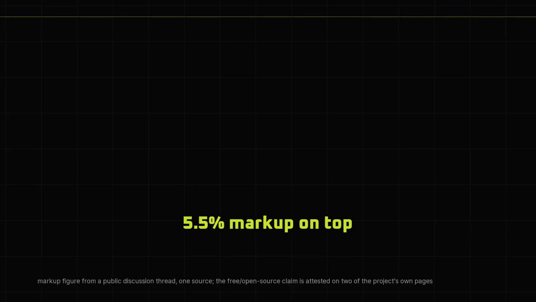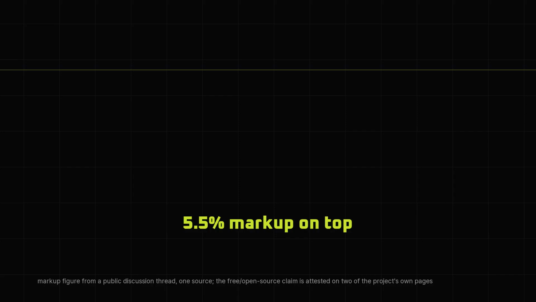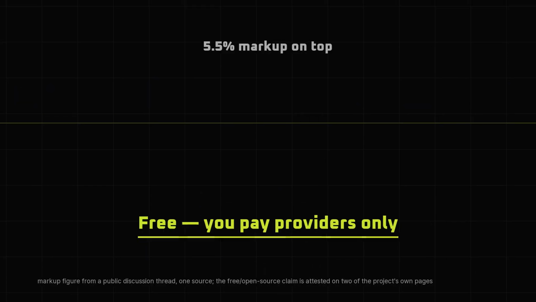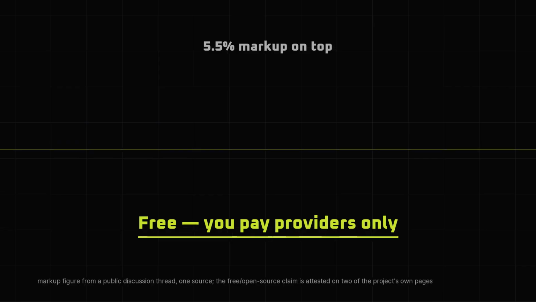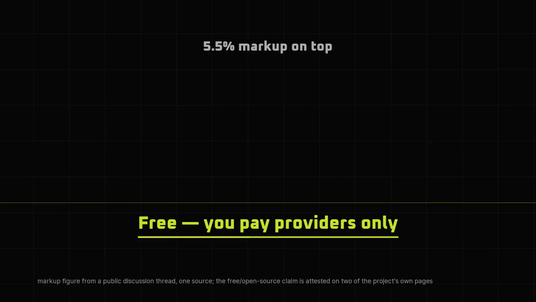Above $20, OpenRouter takes 5.5% on top of what the model already costs. OmniRoute is free and open source, and you pay only the providers you actually use. That cut is not a scam. Somebody has to keep a hosted router running.